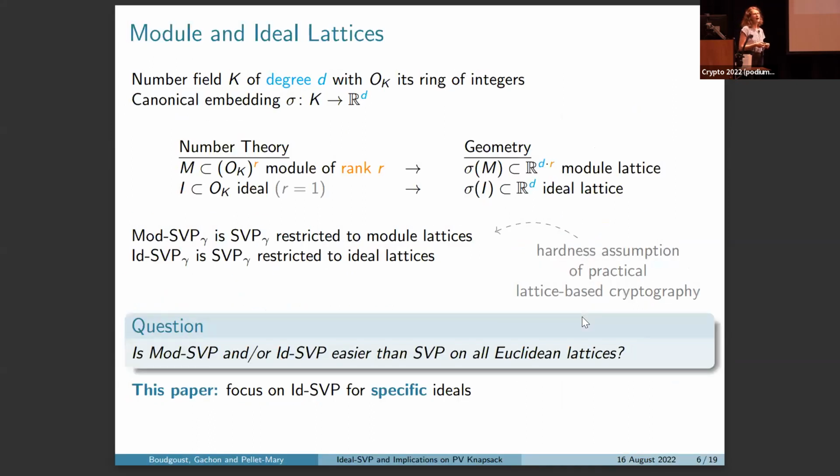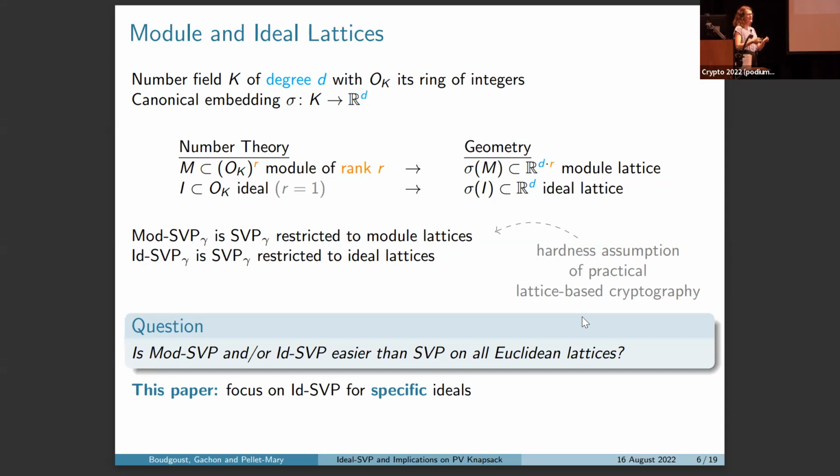And so in this work, we are looking at lattices that have an additional structure that comes from algebraic number theory, so I have to introduce the notions a little bit. We have a number field K of degree D, and OK is its ring of integers. To every number field, we can associate a canonical embedding sigma that takes a field element and maps it to the real space of dimension D. Then we take a structure in algebraic number theory, as for instance a module of rank R, and map it via this canonical embedding to the reals.